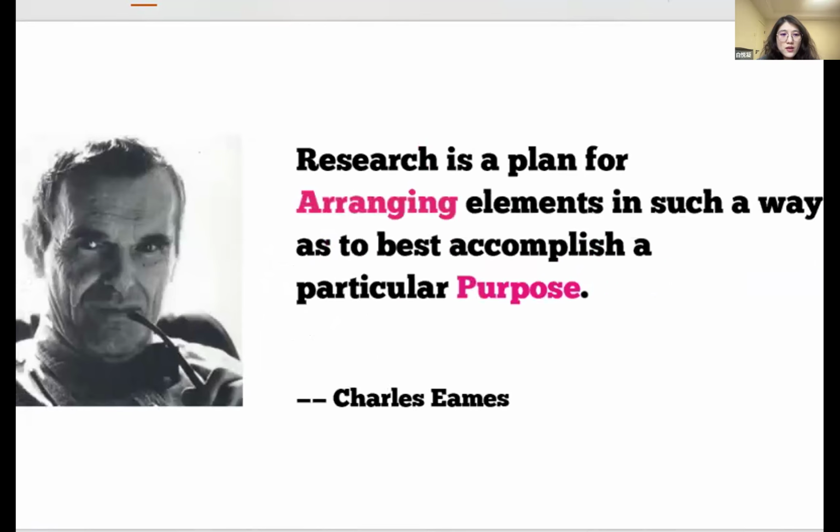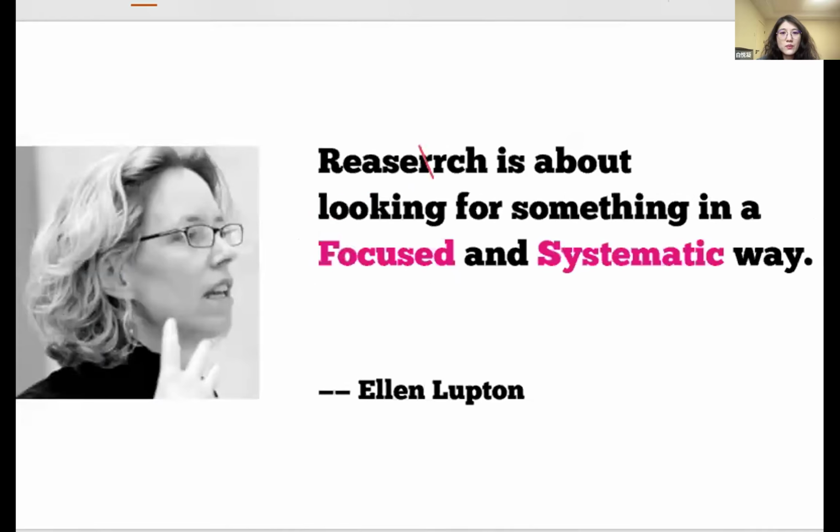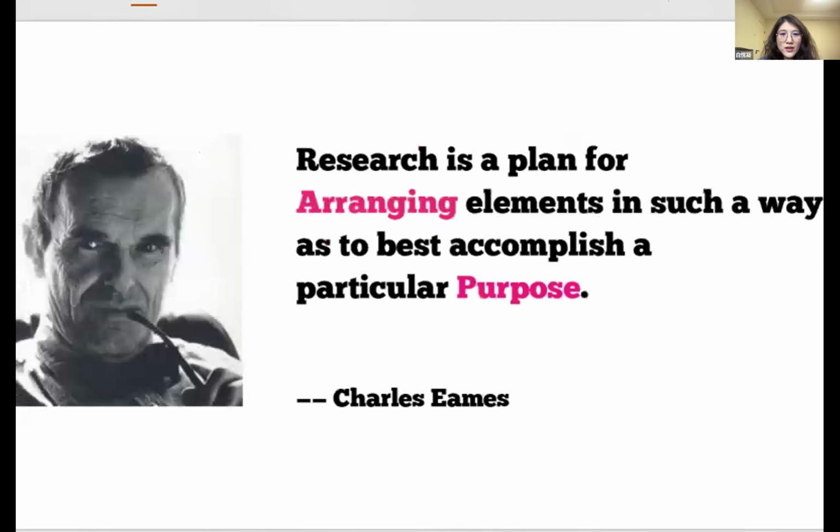Charles Eames, one of the most famous and distinguished designers, believed research is a plan for arranging elements in such a way as to best accomplish a particular purpose. Here I also highlight two words, arranging and purpose. I think you guys found that focus has the same meaning as purpose, and systematic has the meaning of arranging.